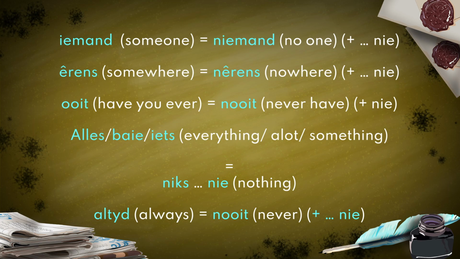Iemand, which is someone, turns into niemand, no one, plus the nie. Ergens, somewhere, turns into nêrens, nowhere, plus the nie, of course. Ooit, have you ever, turns into nooit, never have, plus nie. Alles, baie en iets, everything, a lot, and something, turn into niks, nie, nothing. Altyd, always, turns into nooit, never, and naturally, plus the nie. Is there something you recognized? These words are also antonyms.